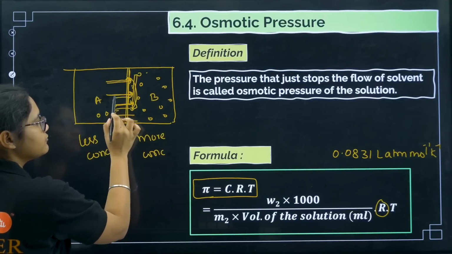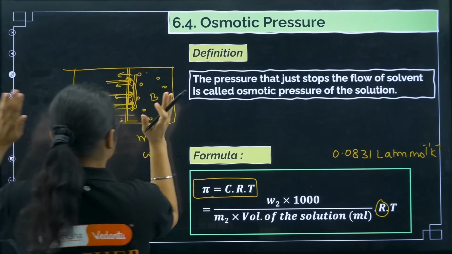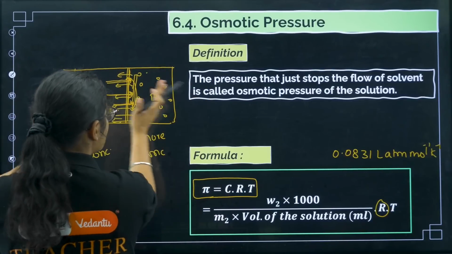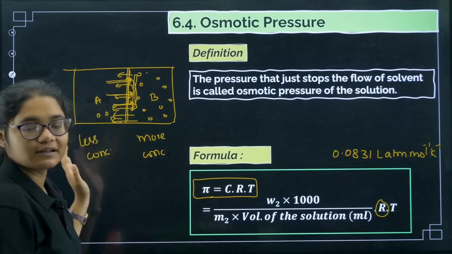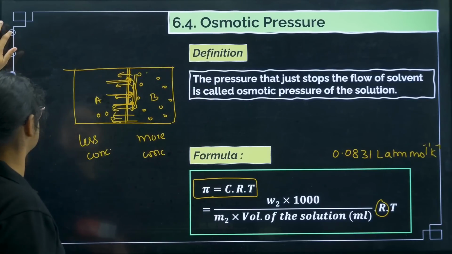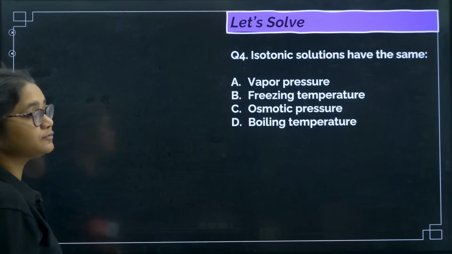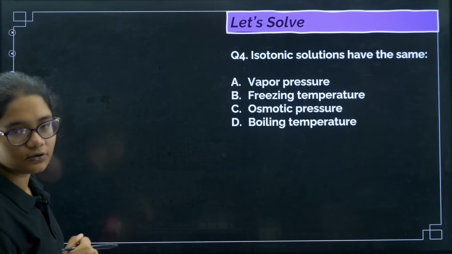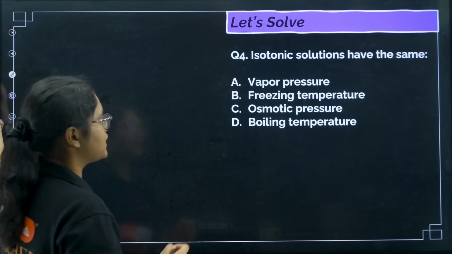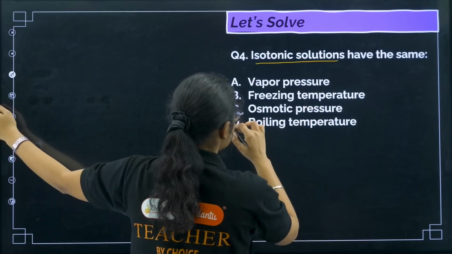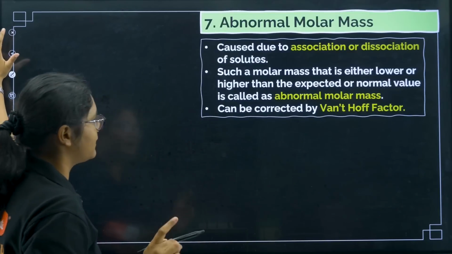Water will start flowing from this side. Okay, you keep pushing this, right? When you push more, water will start flowing from this side to this side. That is called reverse osmosis, and reverse osmosis is used widely in the desalination of water. Next, isotonic solutions have the same osmotic pressure, a very important term actually.